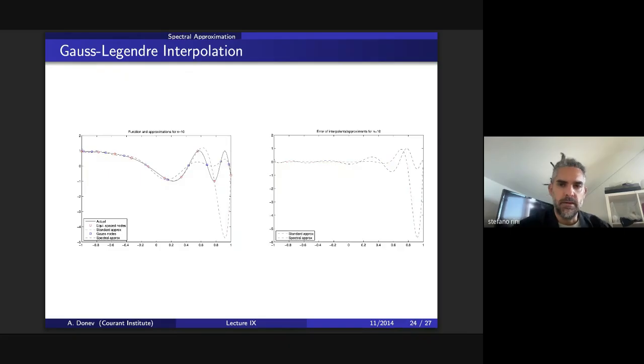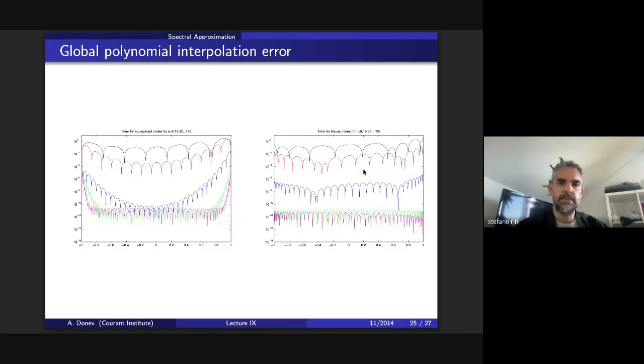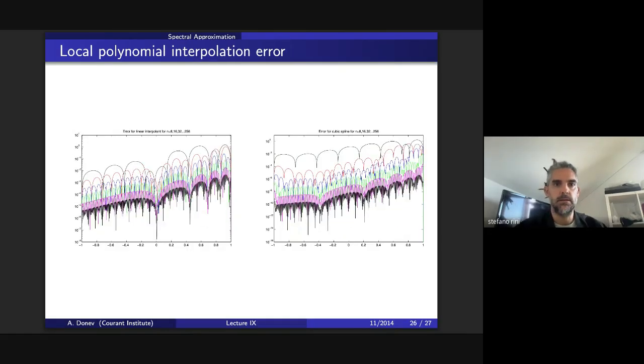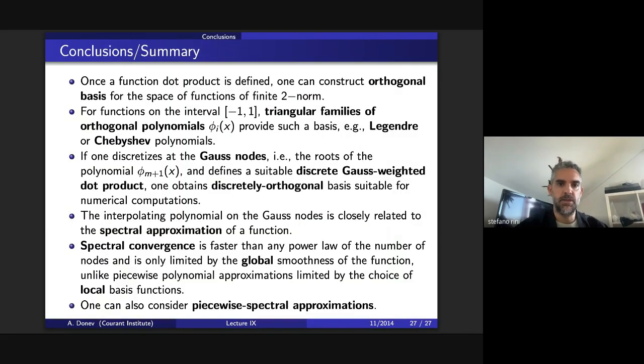Then we do some nice numerical interpolation, so you see how much the approximation improves using the Gauss-Legendre interpolation. We don't have this many peaks, and these are the interpolation errors of the global polynomials. This is the local polynomial interpolation error, just nice pictures. And I think we finish here today in the 30 minutes that the students gave me to present.